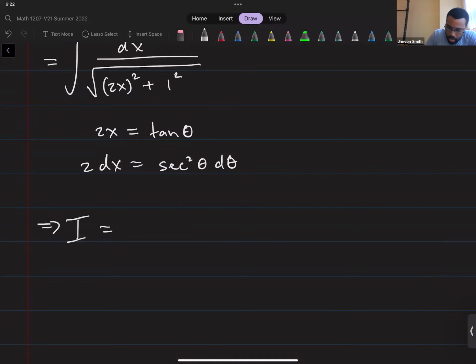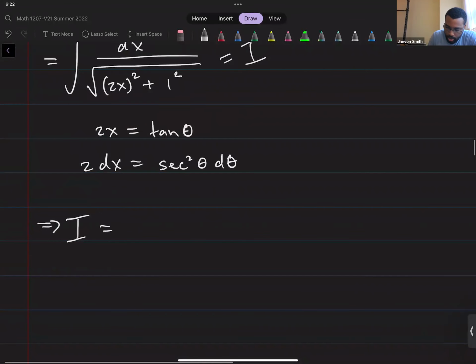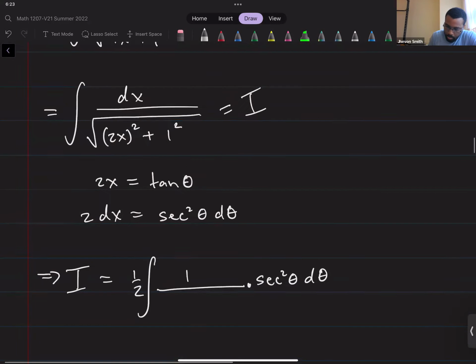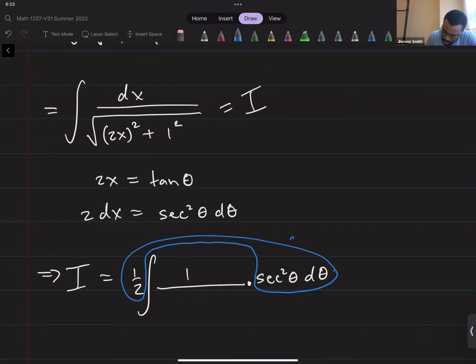So this means that your integral, which we're calling I, is essentially, put 1/2 out here, secant squared theta d theta, and that's your dx. Then underneath that, I would just end up with essentially secant squared theta.